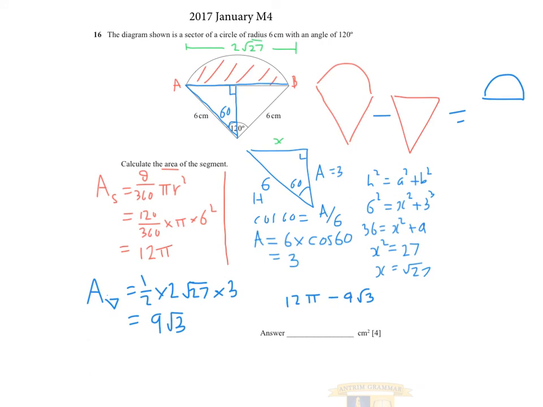So put that in the calculator. 12 pi minus 9 root 3, and that gives you 22.1 to 1 decimal place.